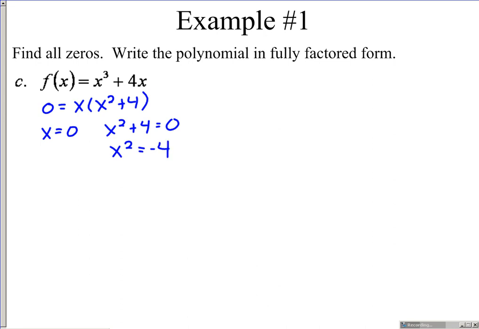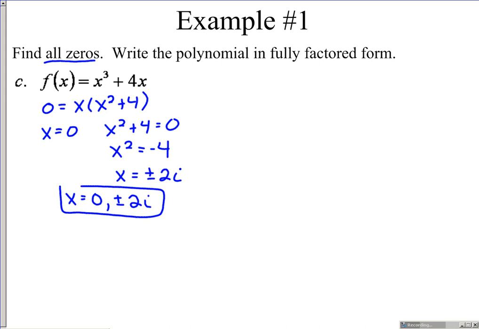Normally, we would stop right there. We would say that these two solutions are not real, but now we are finding all zeros, not just real zeros. So we need to go ahead and finish this. Take the square root of both sides. We get plus or minus 2i. So our three solutions are x equals 0 and plus or minus 2i.